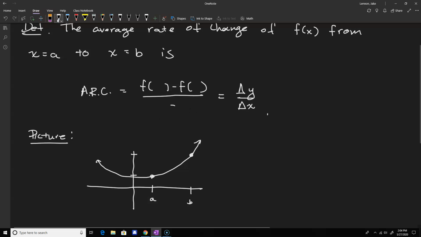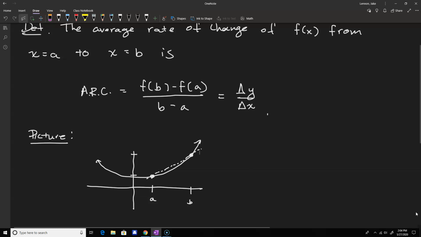You'll see it written both ways. There's no preference really for how you label your x values. So f of b minus f of a. All right. So then you have your two y values. So what we're really doing is we're calculating the slope of this dotted line. And that's that. So that's the picture.